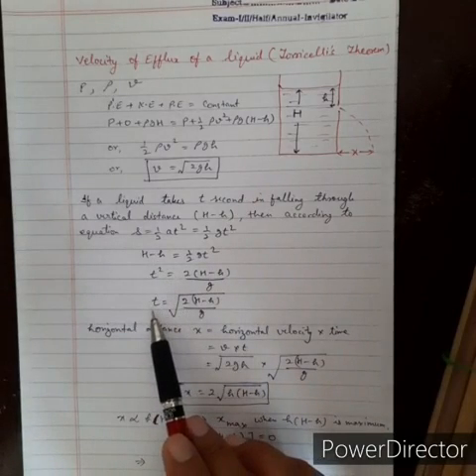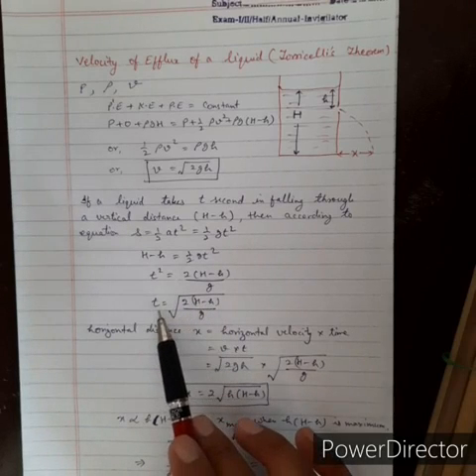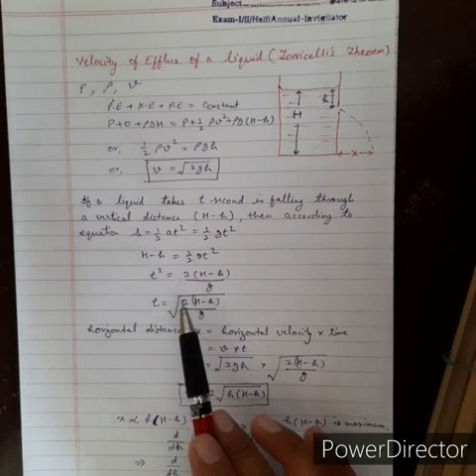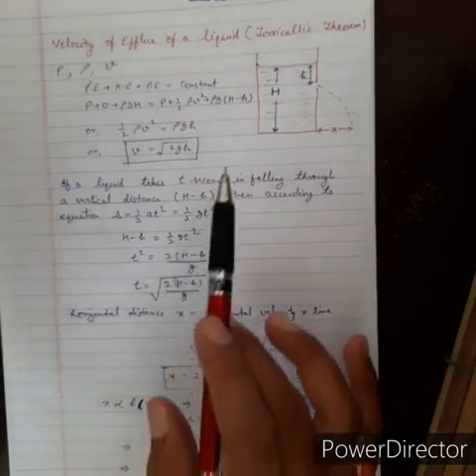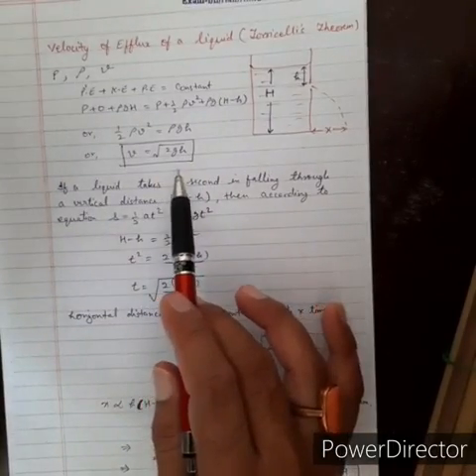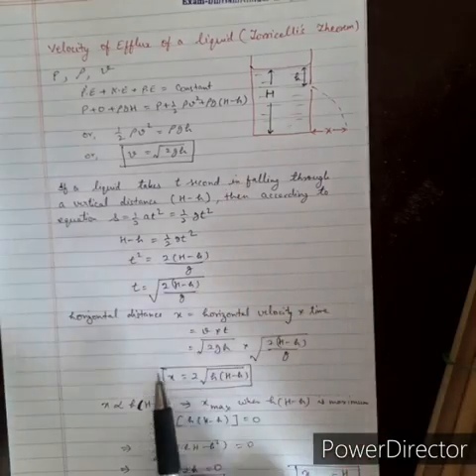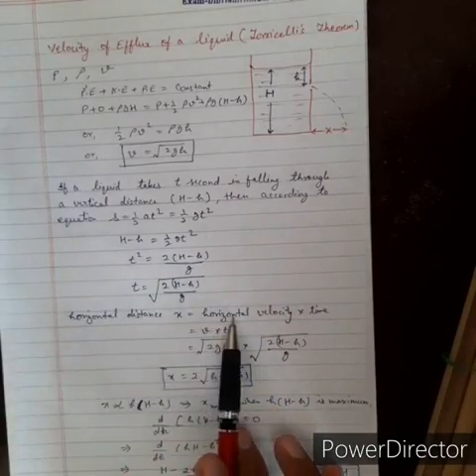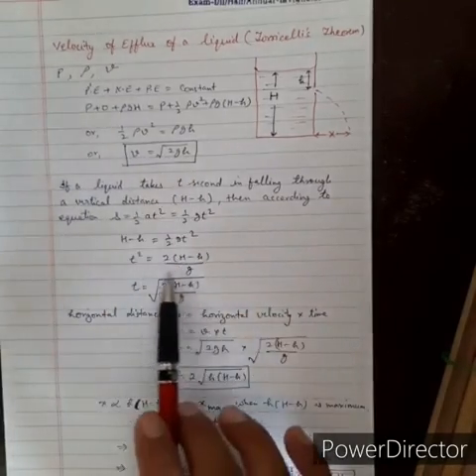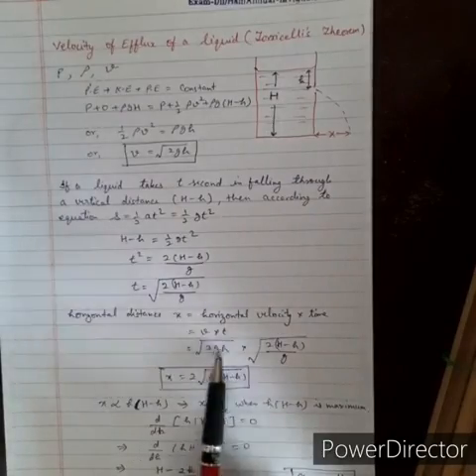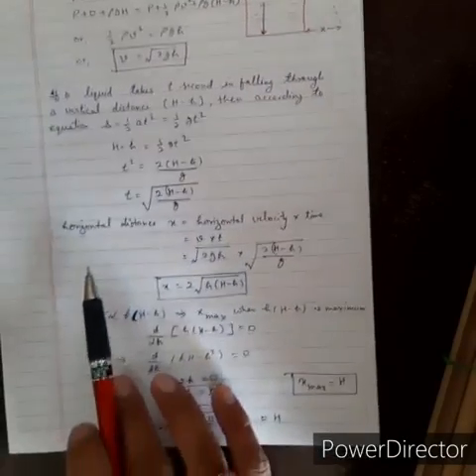Transpose the values here and you will get the time t is equal to under root 2 (H minus h) upon g. This is the time which the liquid takes, t seconds, falling through a vertical distance. Now the horizontal distance: because the acceleration in the horizontal direction is 0, the horizontal velocity remains constant. So the horizontal distance is equal to horizontal velocity into time, v into t. We have proved v is under root 2 g h. Time we have found here, so you substitute, the g will be cancelled, and you will get the value of x is 2 under root h(H minus h).